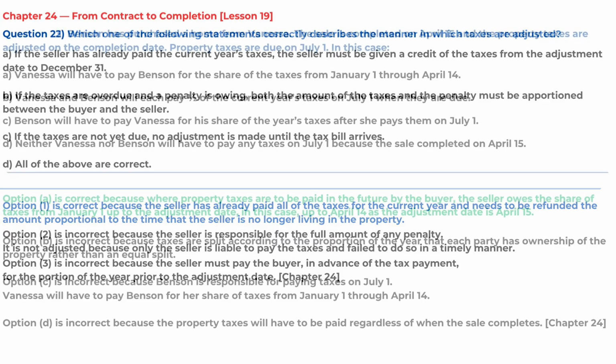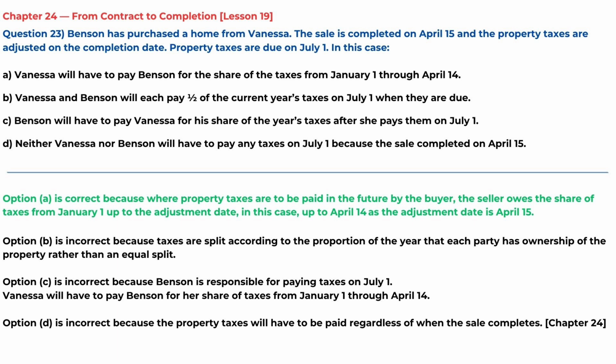Chapter 24. Question 23. Benson has purchased a home from Vanessa. The sale is completed on April 15, and the property taxes are adjusted on the completion date.